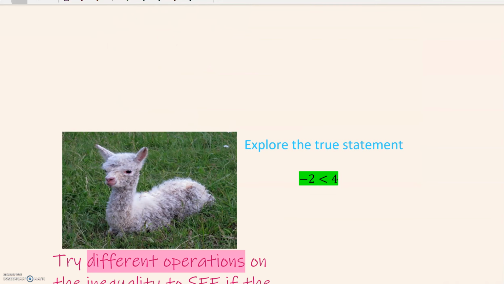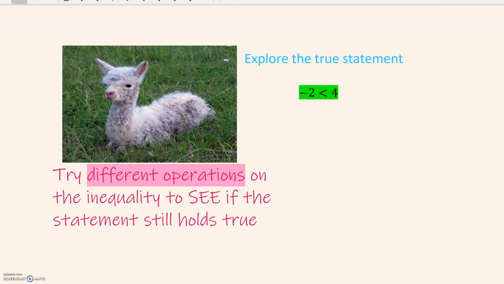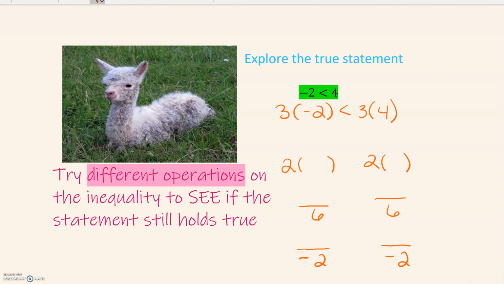We're going to do an exploration to make sure that the statement stays true. So what I'm going to have you do is write down that -2 is less than 4 on your paper. And I'm going to have you explore by multiplying numbers to both sides. I would like for you to write down what I have written as well. This is what we're going to do to both sides. Pause the video and write it down, please. Let's do the math together.